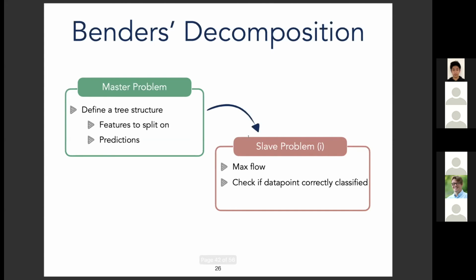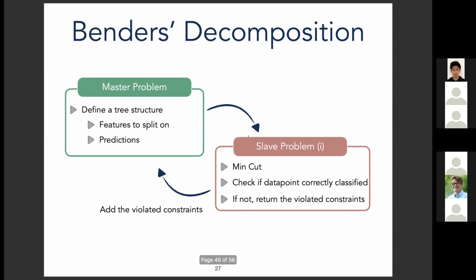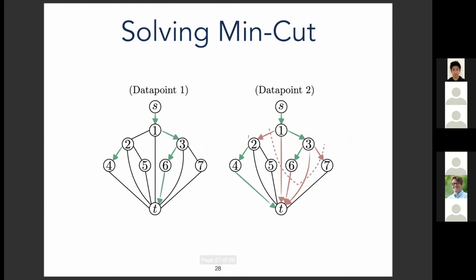If yes, then we're good. If not, we have a violated constraint that we need to add back to the master problem. And then we iterate until we find the optimal solution. And here in this Benders decomposition, instead of solving the max flow, we take the dual of max flow, which is a min cut problem, and then we move on. By doing this, we show that we have an improvement in the performance, which is really suitable for larger data sets.